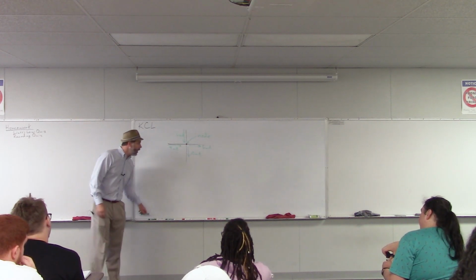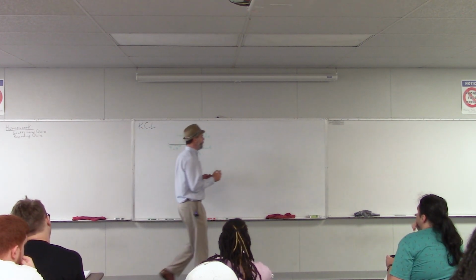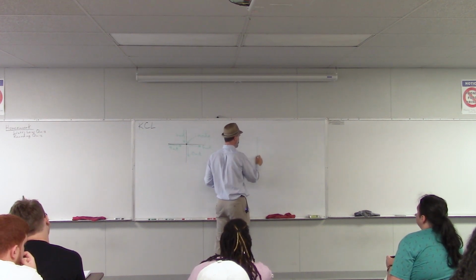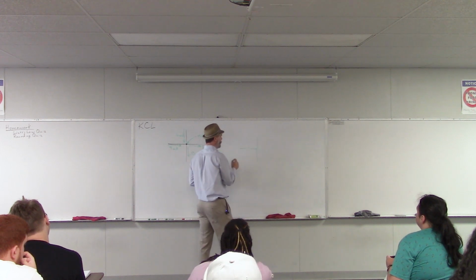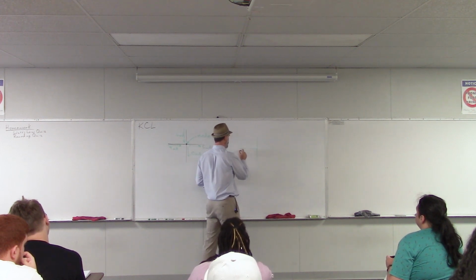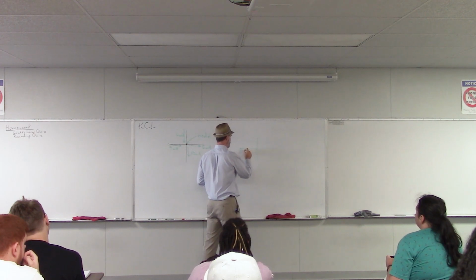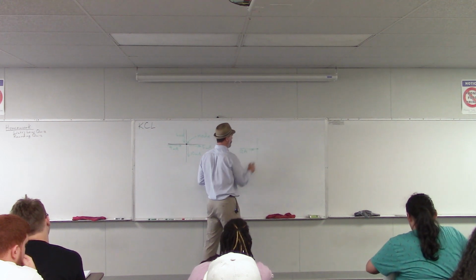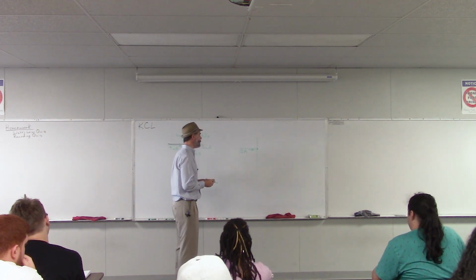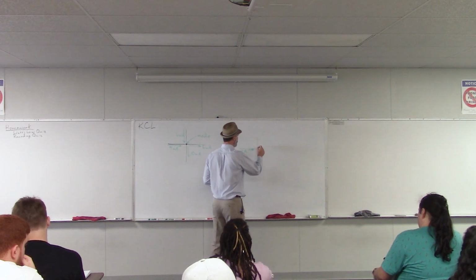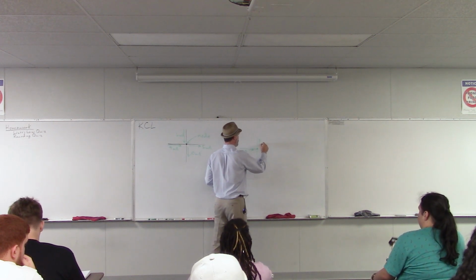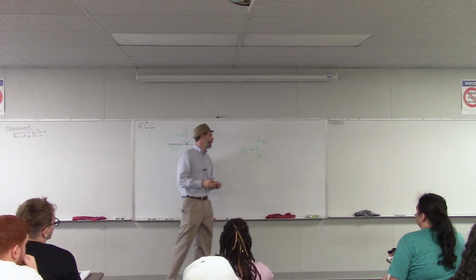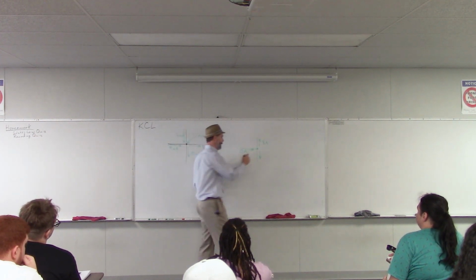Sure. So let's say that we had, say we have 12 amps flowing in there. We could pick this as our node. And maybe we have 8 amps flowing that way. How much would be flowing that way? 4 amps. 4 amps, exactly.